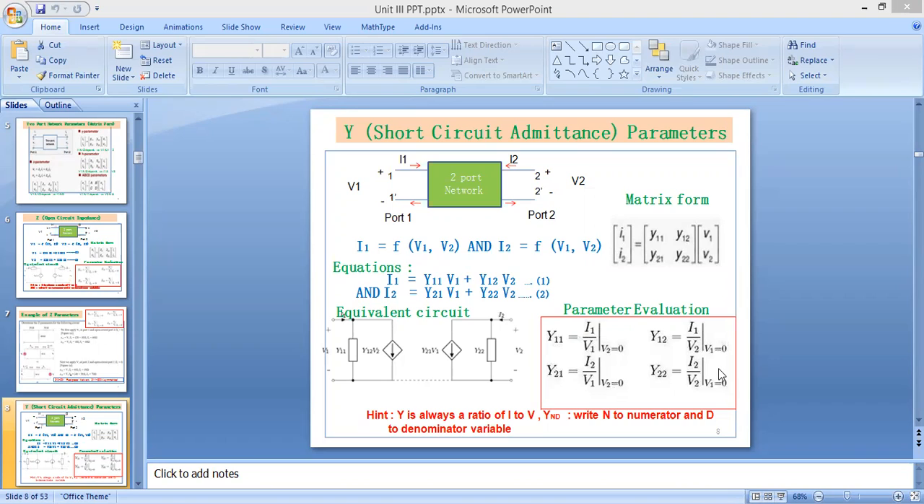So what we are doing here, we are converting those equations in the form of Y parameter. You can write these equations in the linear form or you can write these equations in the form of matrix. And this is the equivalent circuit for the Y parameters. So now we have to see one example.